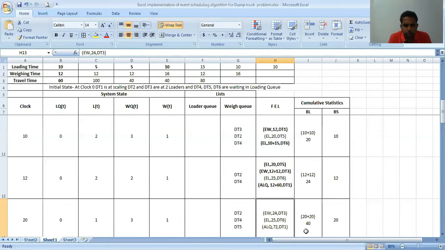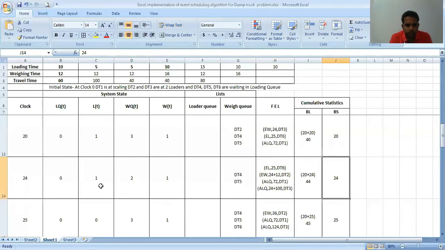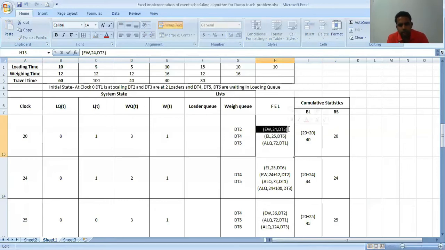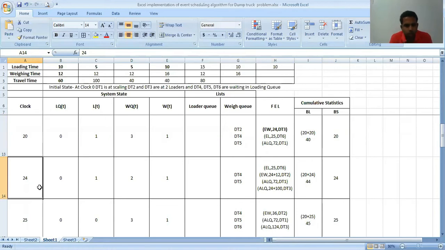Up to this time, both the loaders were busy, so it's 20 plus 20, which is 40, and the scaler was busy, that's the reason it's 20. In the next iteration, we take the next imminent event, EW, 24, DT3, remove that notice from the future event list, and advance the clock to 24. LQT will still remain 0.